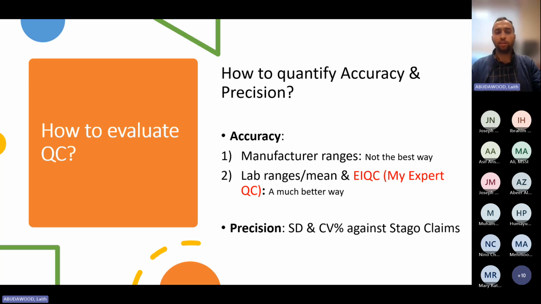Now, the second point that I need to assess is the precision of my analyzer, my reagents, etc., the whole system. Precision is simply how close are my runs to each other. So for example, if I run my QC today, it gives me 12 for PT.